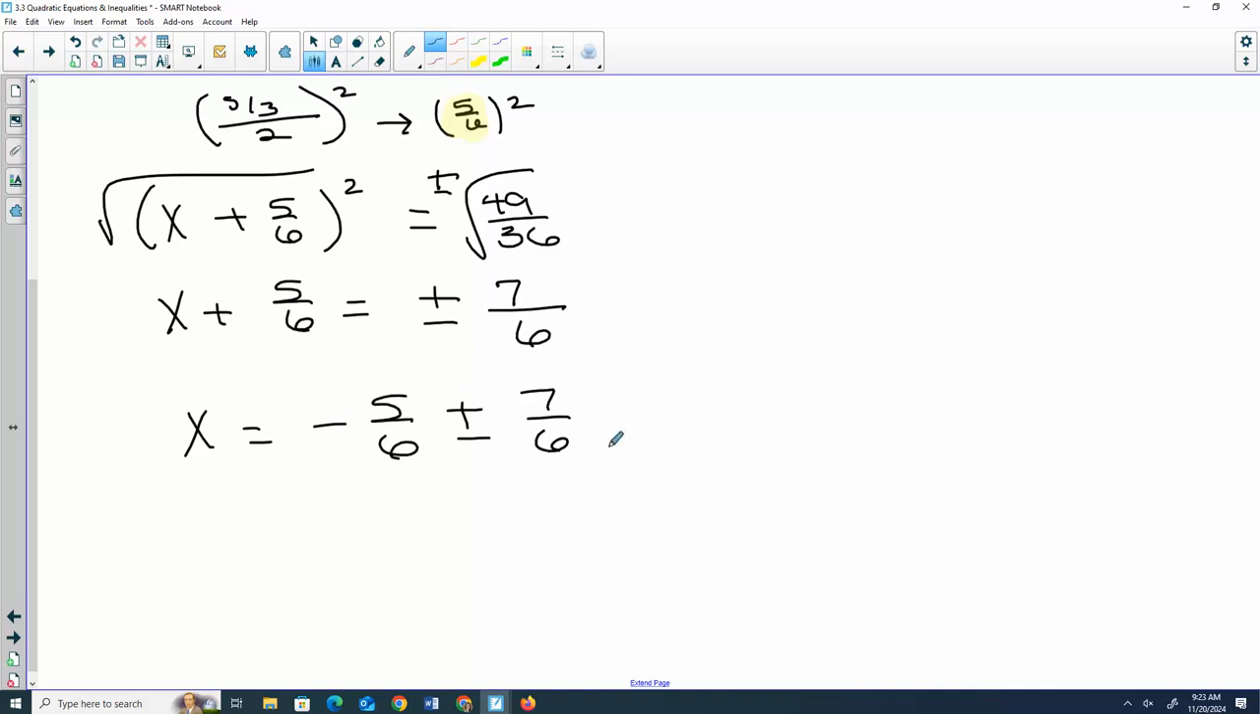These are like terms, right? We can add them together. They have a common denominator already. Nothing has a radical. So this is negative 5 over 6 plus 7 over 6, and negative 5 over 6 minus 7 over 6. So we can get our two answers. Negative 5 over 6 plus 7 over 6 is 2/6, so 1/3. Negative 5 over 6 minus 7 over 6 is negative 12 over 6, which is negative 2.